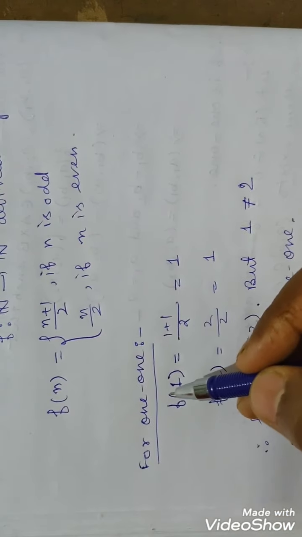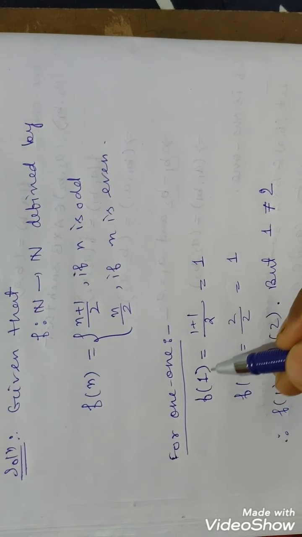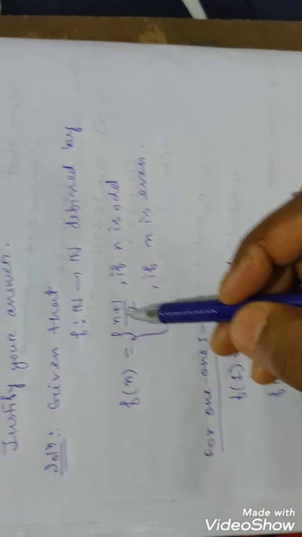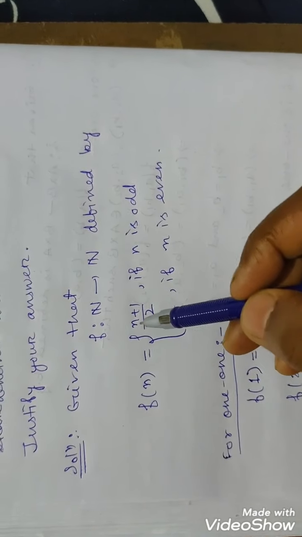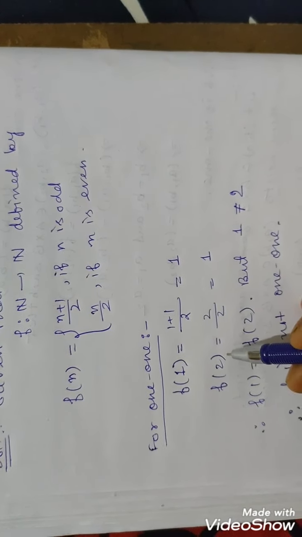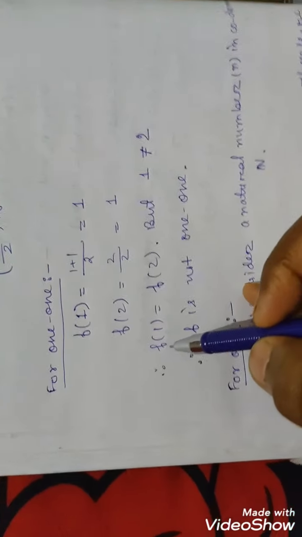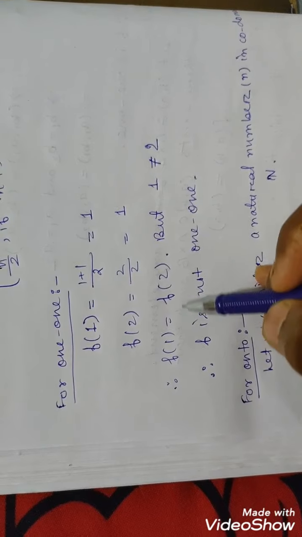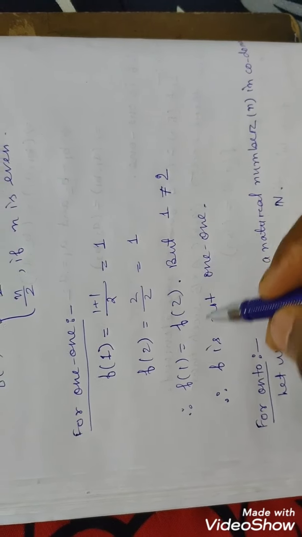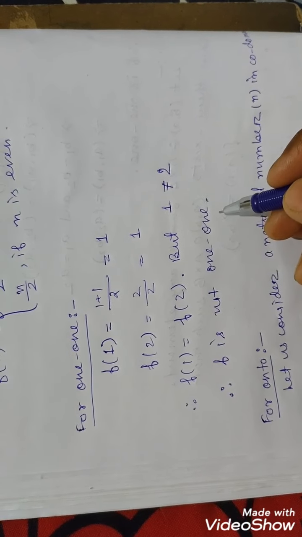Now for 1-1, I put one natural number, suppose 1, f(1). Since 1 is an odd number, according to the function if n is odd then you get (n+1)/2. So (1+1)/2, as a whole you get 1. If you take 2, that is n is even, then 2/2 you get 1. So here f(1) = f(2), but is 1 equal to 2? No, 1 is not equal to 2. So from this you can say f is not 1-1. Clear?